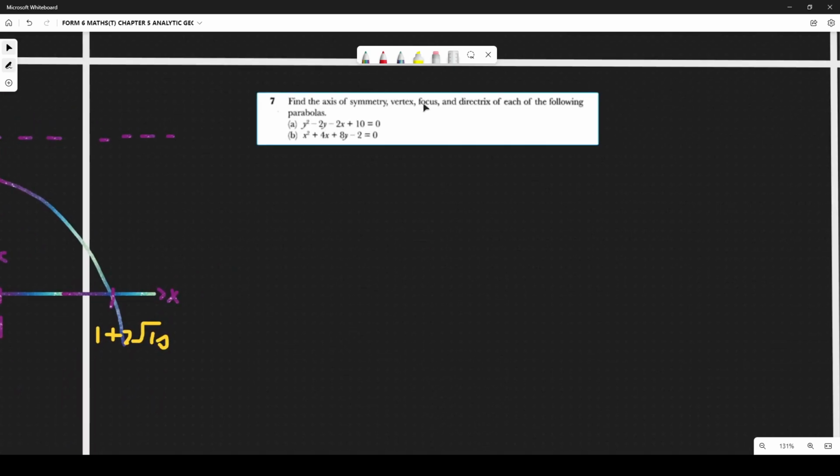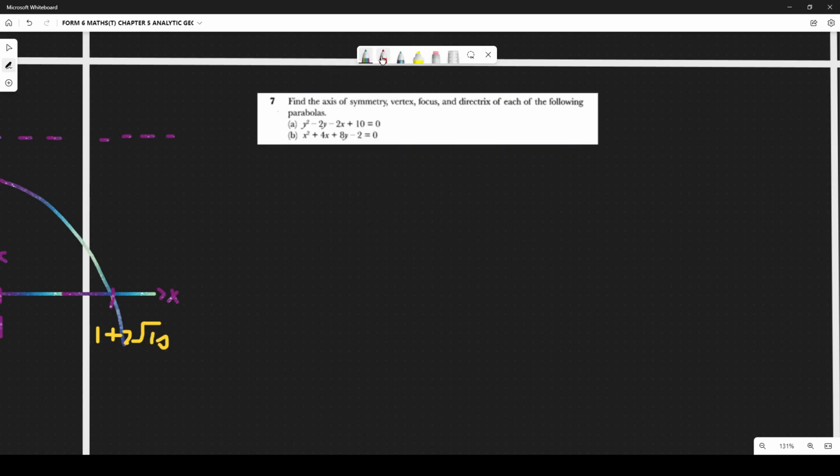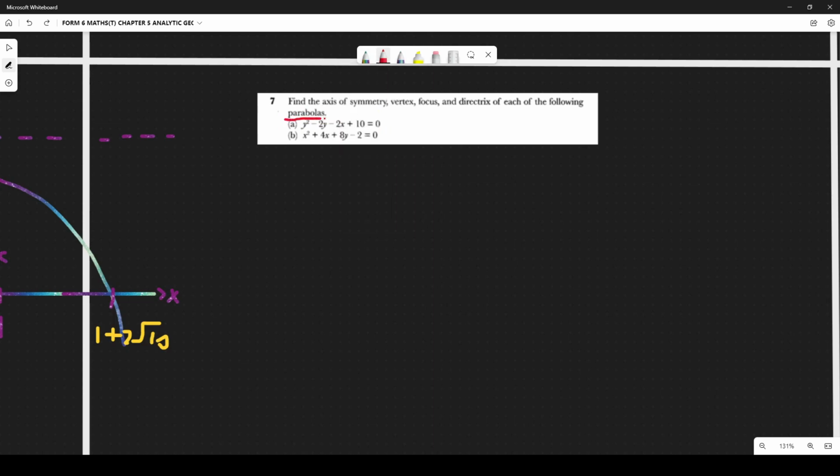Find the axis of symmetry, the vertex, focus, and directrix. From this question alone you can know what they are asking for. You already stated it's a parabola, which makes your life easier. So how will you go about this? Complete the square. Since it's y squared, look inside. You won't know yet, but we can solve this one. Just complete the square.